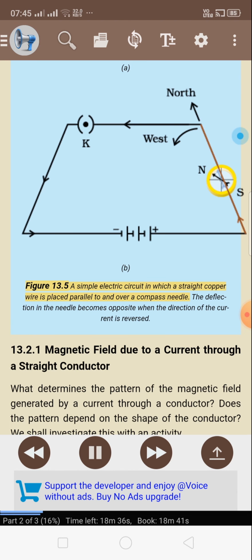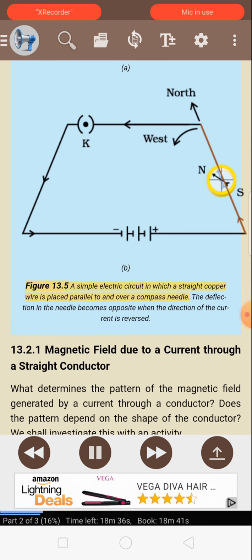Figure 13.5: a simple electric circuit in which a straight copper wire is placed parallel to and over a compass needle. The deflection in the needle becomes opposite when the direction of the current is reversed.